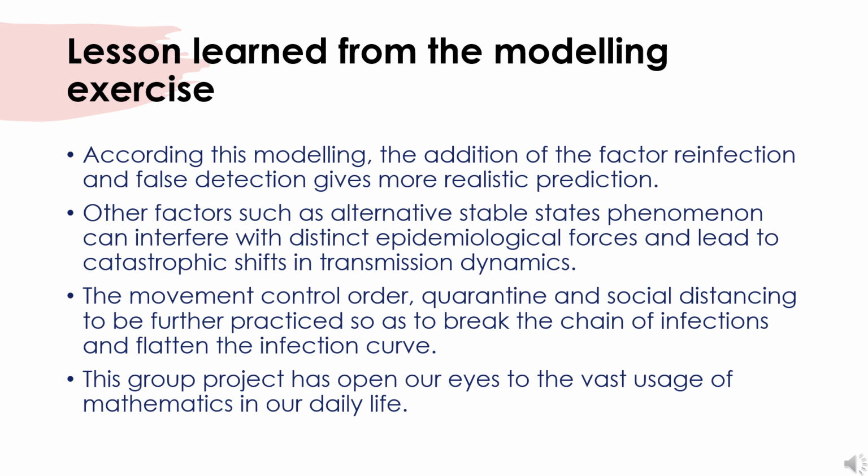Lessons learned from the modeling exercises. According to this modeling, the addition of the factors of reinfection and false detection gives more realistic predictions. Other factors, such as the alternative stable state phenomenon, can interfere with distinct epidemiological forces and lead to catastrophe in transmission dynamics. The movement control order, quarantine and social distancing should be further practiced so as to break the chain of infection and flatten the infection curve.